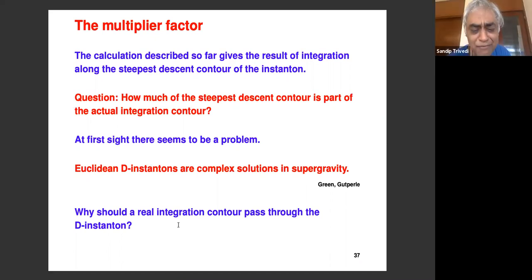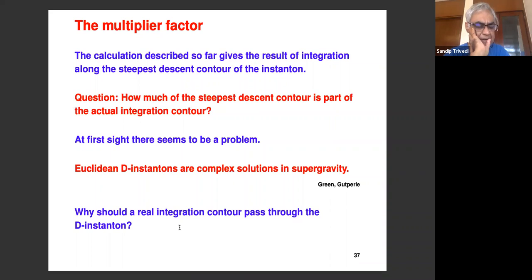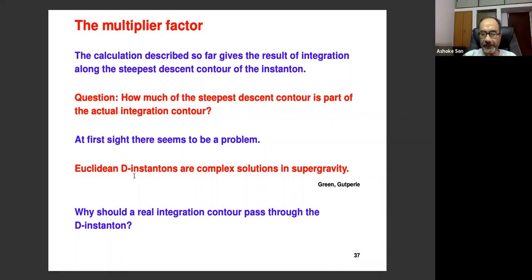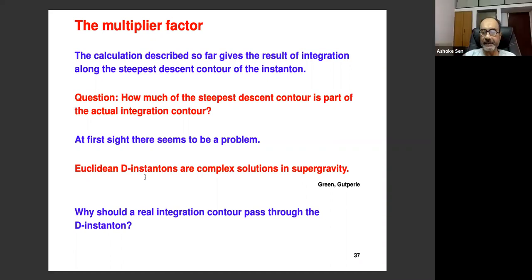Wait, Ashok, I'm very confused. They are complex solutions in string field theory or supergravity? No, that's in supergravity. This was done by Green and Gutperle in their first paper. If you just try to write down the supergravity solution with the D-instanton as source, you find that they are complex solutions. The Ramond-Ramond scalar is imaginary. That axion? The axion, yes. It is imaginary. I see, because maybe you do it in Euclidean 10 dimensions. Yes, to pick up an axion.